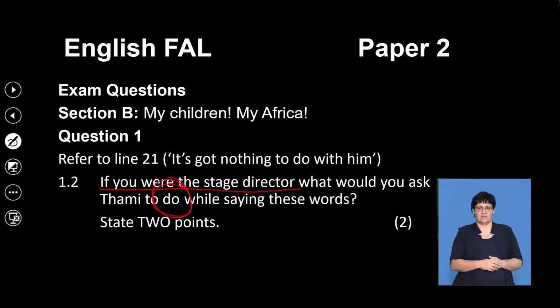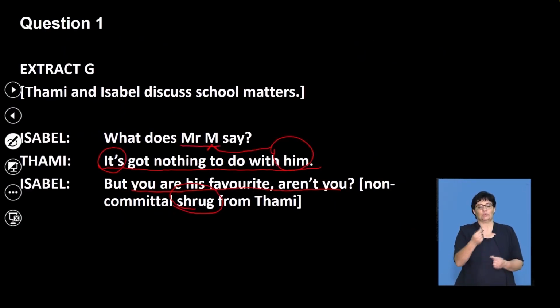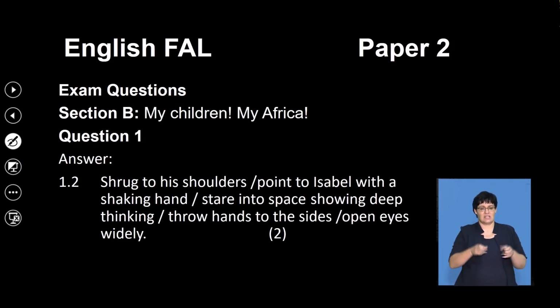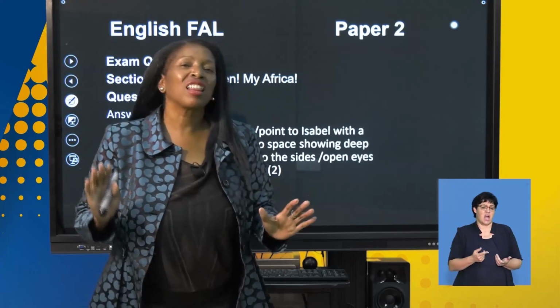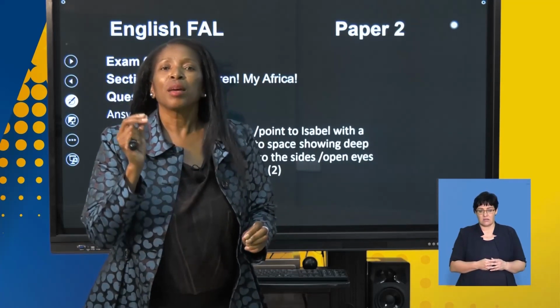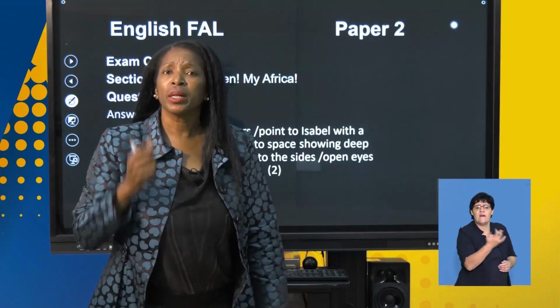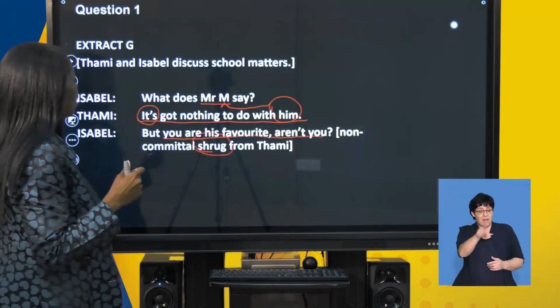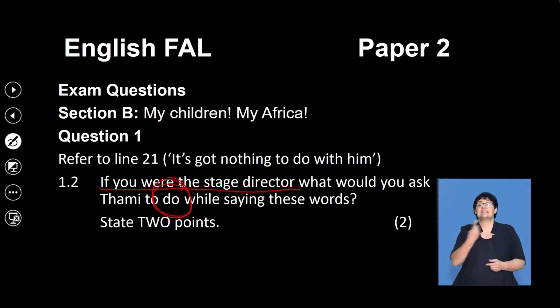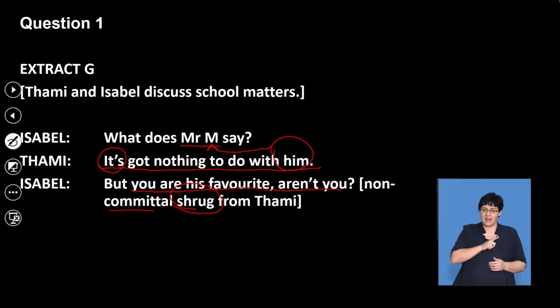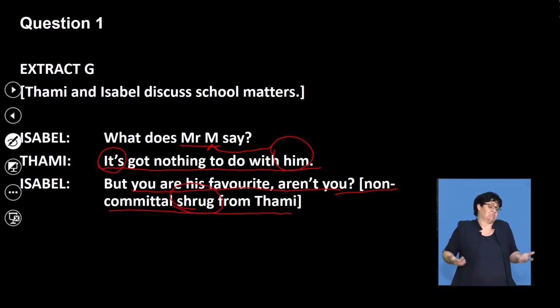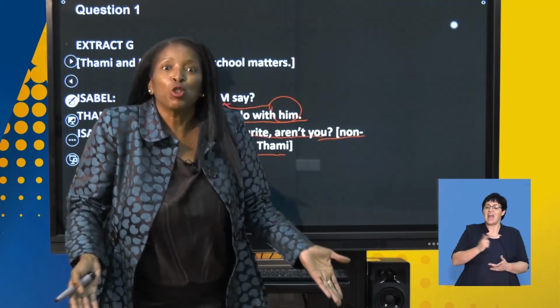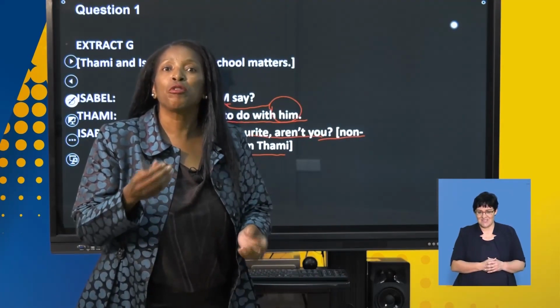And this is what you may ask Tammy to do if you were the stage director. Shrug his shoulders. Now I want you to look particularly at this point here. Remember, after Tammy had said, it's got nothing to do with him, Isabel said, but you are his favorite learner. And I want you to remember that in the extract itself, they told us non-committal shrug. Do you see this is where they're giving a clue of what he could do? So it's very easy for you to pick up.